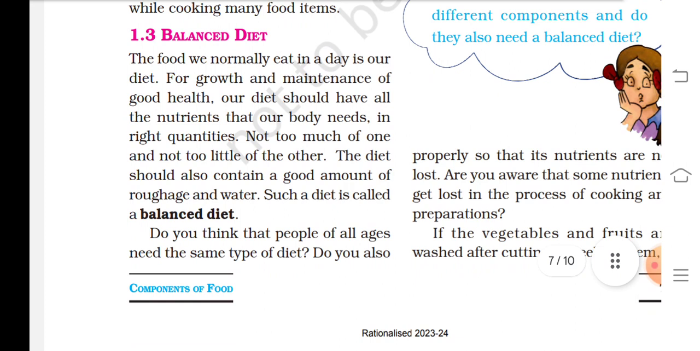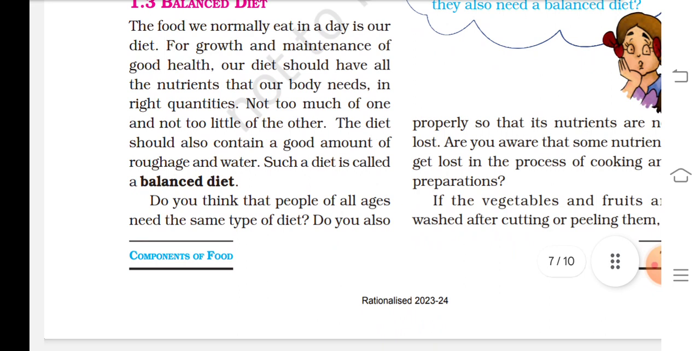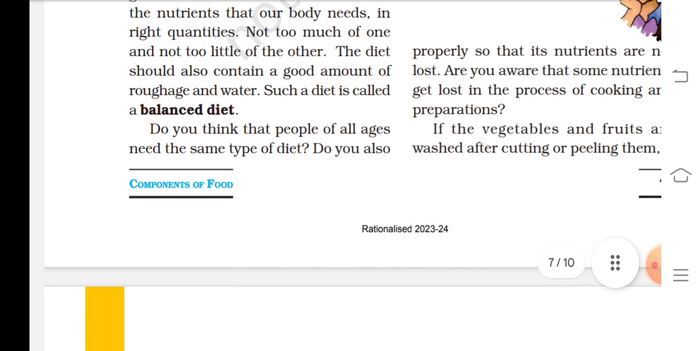Balanced diet. The food we normally eat in a day is our diet. For growth and maintenance of good health, our diet should have all the nutrients that our body needs in the right quantities, not too much of one and not too little of the other. The diet should also contain a good amount of roughage and water. Such a diet is called a balanced diet.